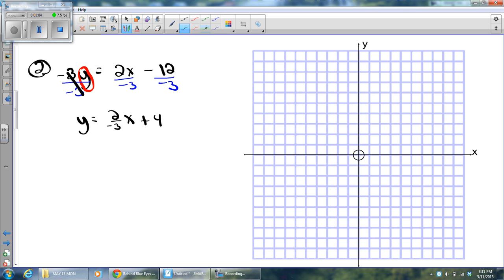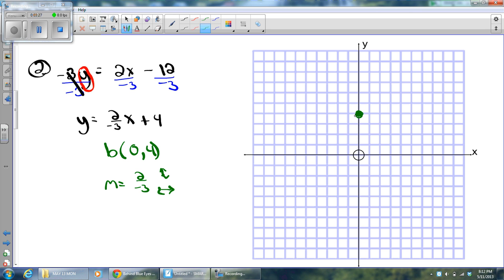Okay, so I'm going to find my y-intercept. Now that y is alone, it's going to be 0, 4. And my slope is going to be 2 over -3. Remember, the numerator is the rise number, denominator is the run number. I plot 0, 4, 1, 2, 3, 4.